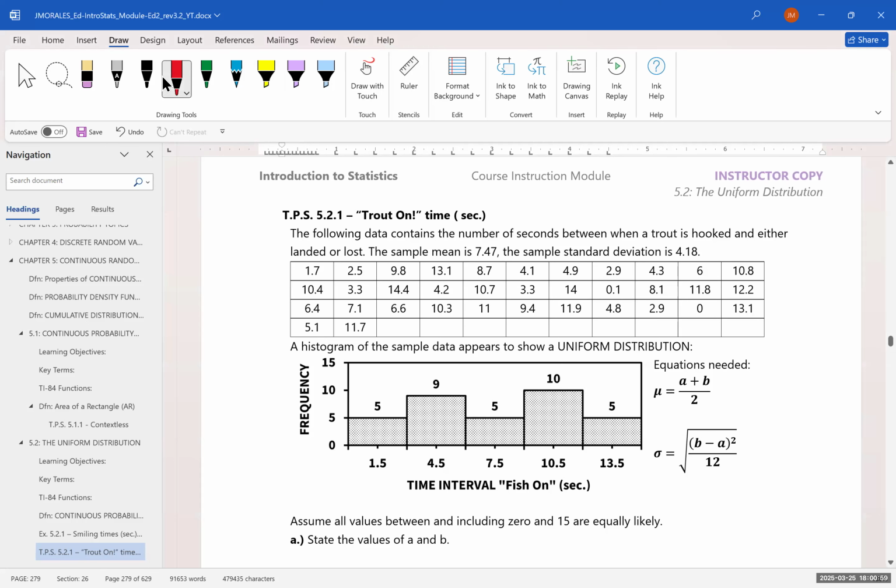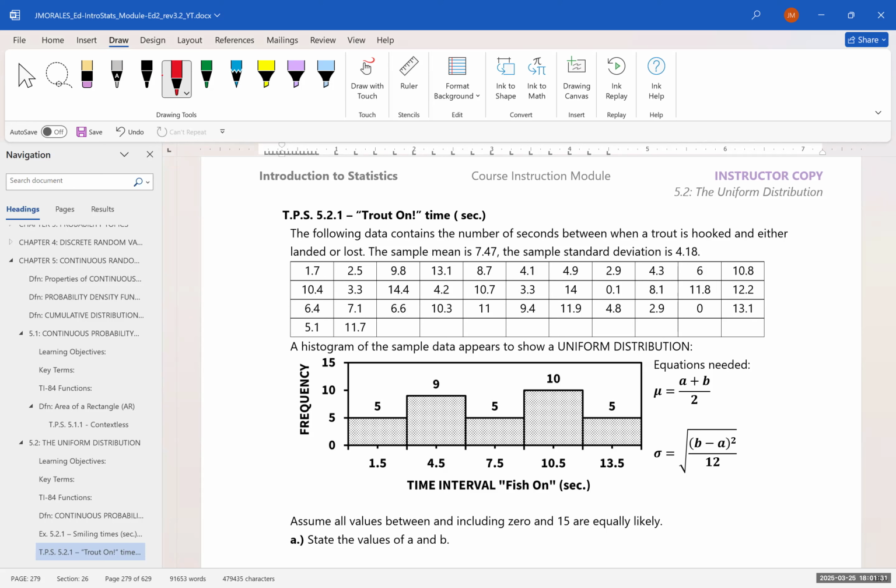All right, so here's a think, pair, share. From this sample data, we're going to come up with an approximation of the theoretical mean and the theoretical standard deviation for the amount of time that a trout spends being fought on the end of a fisherman's line. The following data contains the number of seconds between when a trout is hooked and either landed or lost.